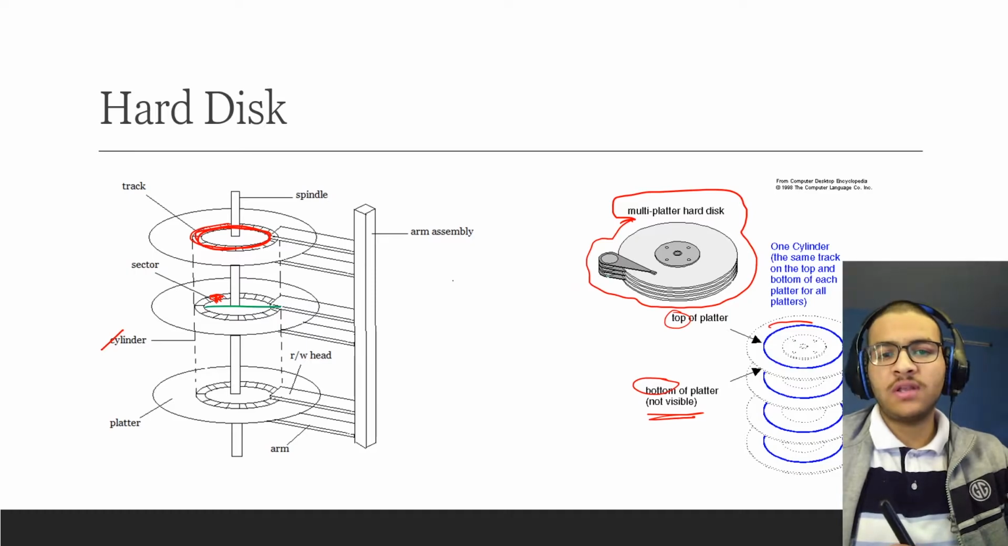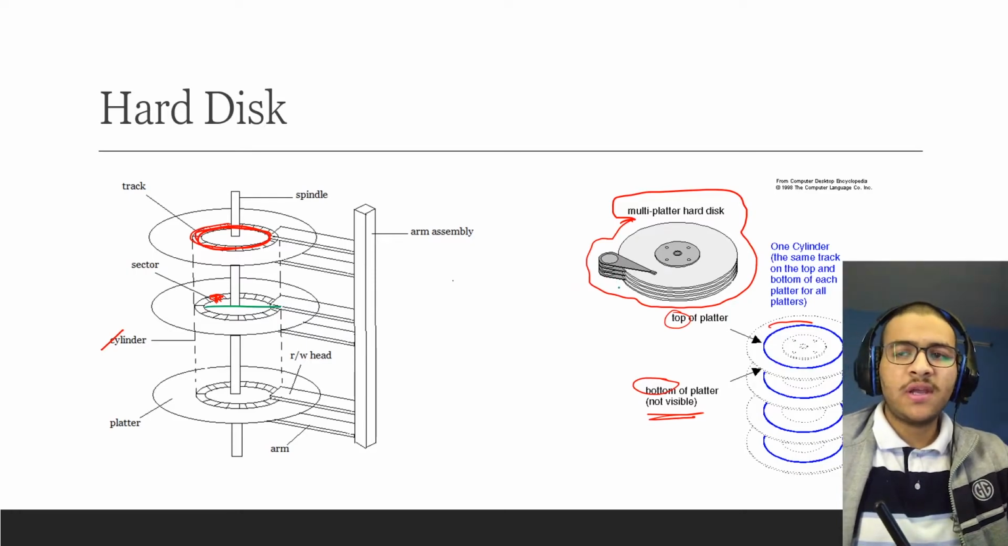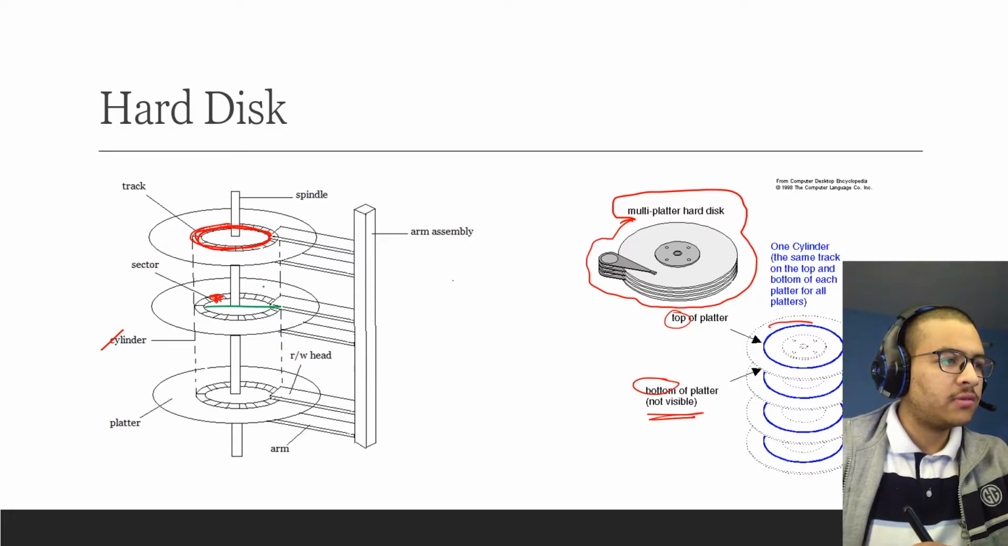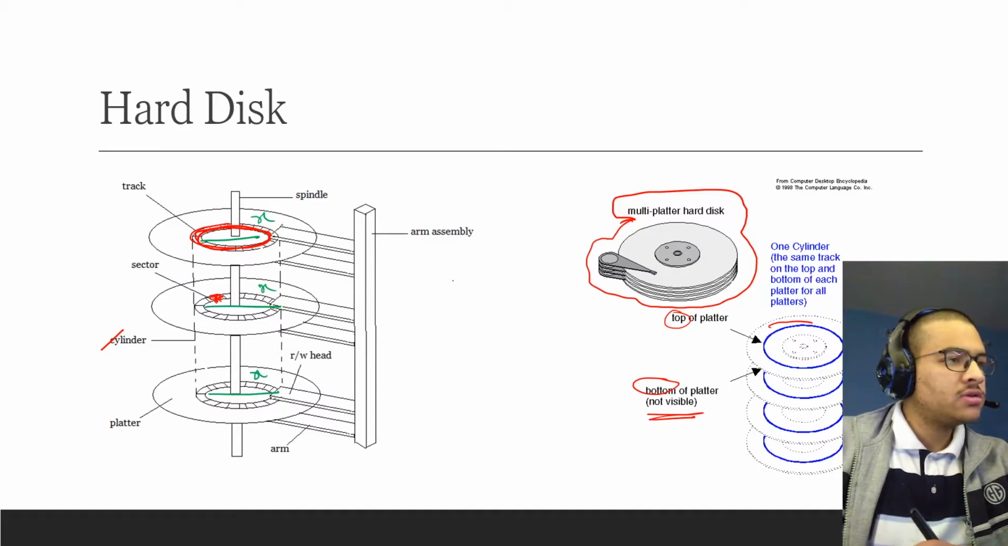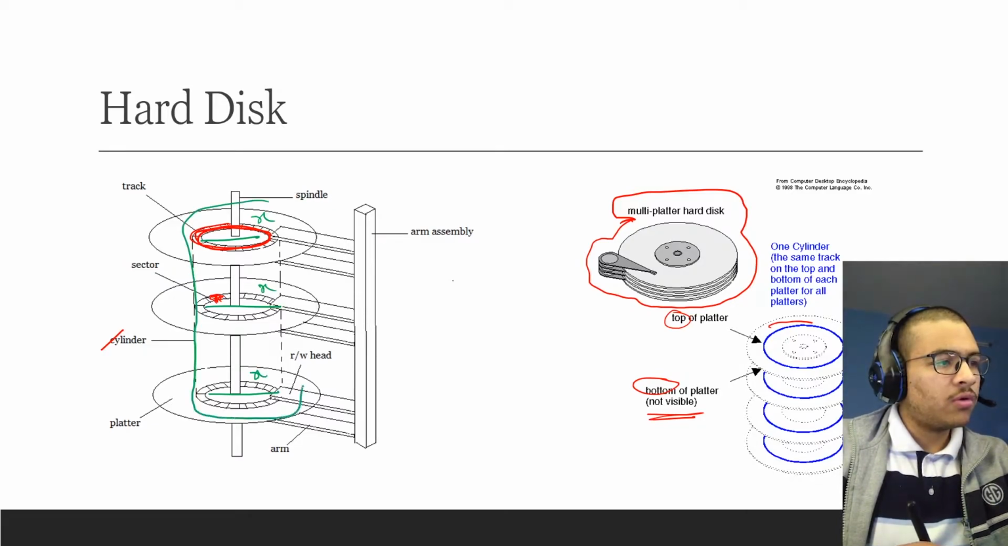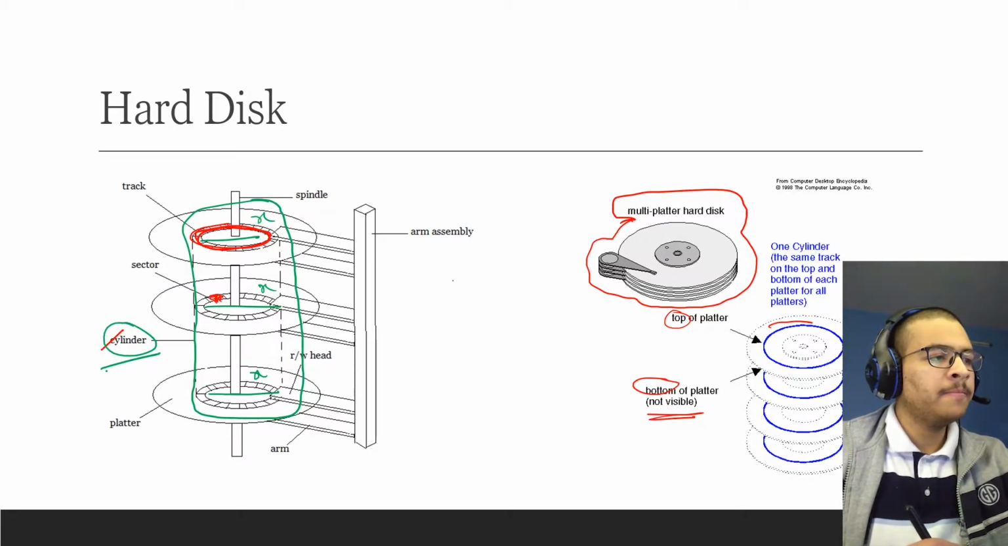So if we move on to the definition of the cylinder, let me change the color. What is a cylinder? A cylinder is the set of all tracks of equal diameter in a hard disk. Let us consider that the diameter of these particular tracks is x each. So the set of all the tracks with the diameter x will form one cylinder.